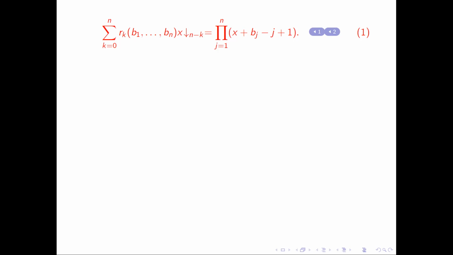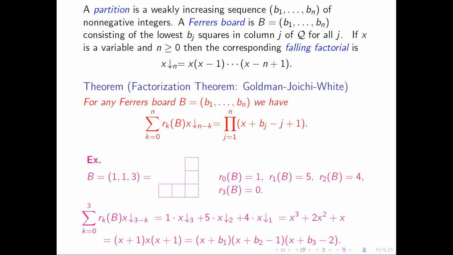And we had this beautiful result due to Goldman, Joichi, and White that said if you ever have one of these weakly increasing Ferrers boards, then the sum of rook polynomials times the falling factorial n minus k is perfectly factorizable into linear factors. The linear factors are just x plus the corresponding coordinate from the Ferrers board, b sub j, minus j plus 1. We went through this example to illustrate what was happening, and then we actually proved the thing.